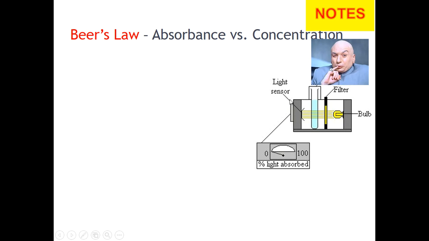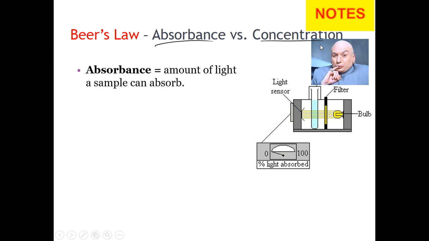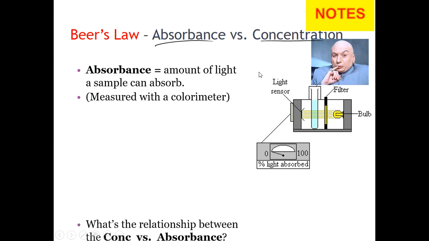So here's the part you should write down. Beer's Law is all about this thing called absorbance versus concentration. How much it absorbs and soaks up versus how much stuff's in the solution. So absorbance is the amount of light that a sample can absorb. Kind of makes sense. And then we measure it with a thing called a colorimeter. It can measure the colors coming through it. It's a color meter. Very creative.